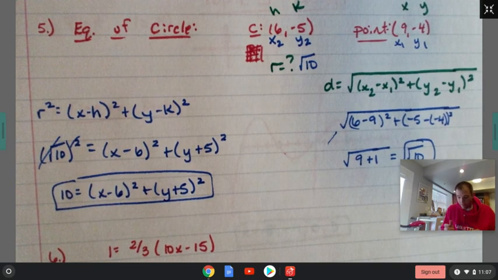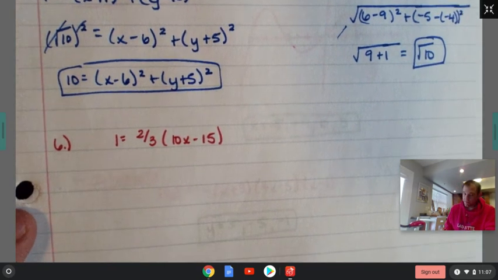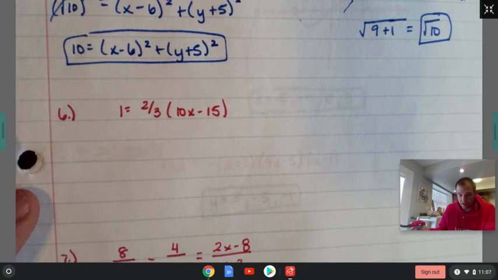Okay, so that's question number 5 on your test. All right, question number 6. I want you to solve this. You guys have done this over and over and over again. It just happens to be fractions, so you don't like it.